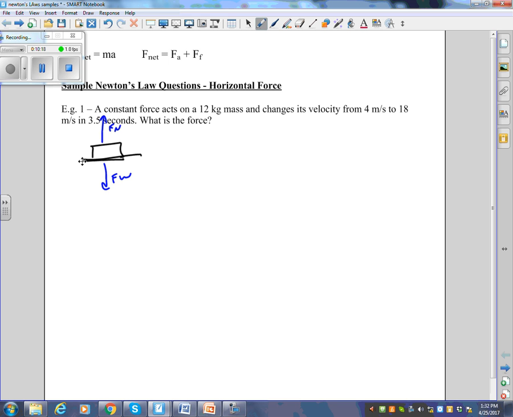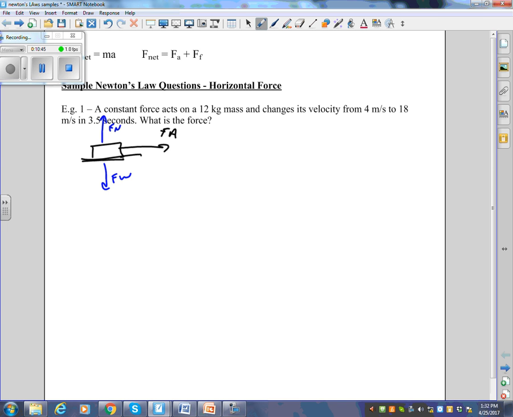So we got a constant force. Now, what kind of force is that? Doesn't say, but it's likely applied. Something is applying a force, FA. Is there any friction here? It doesn't say that there's friction, so you have to assume that it's frictionless.